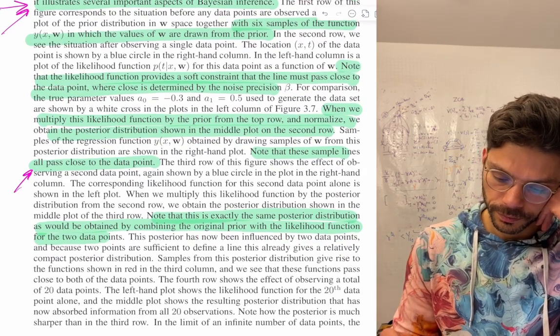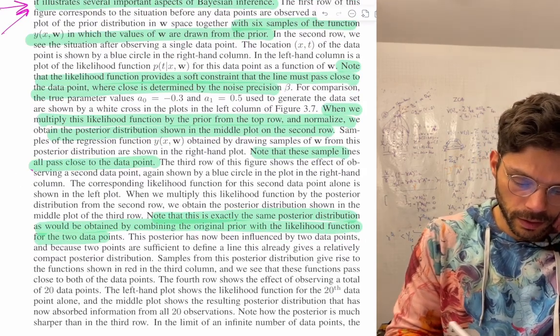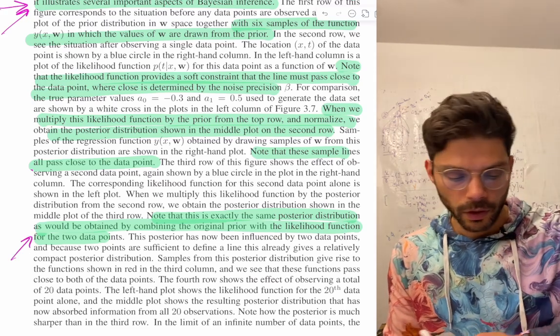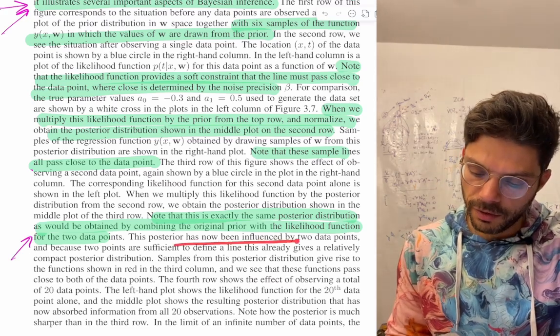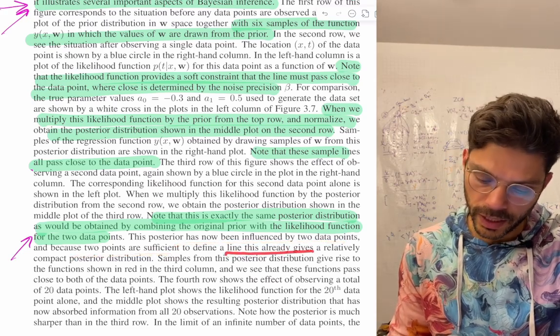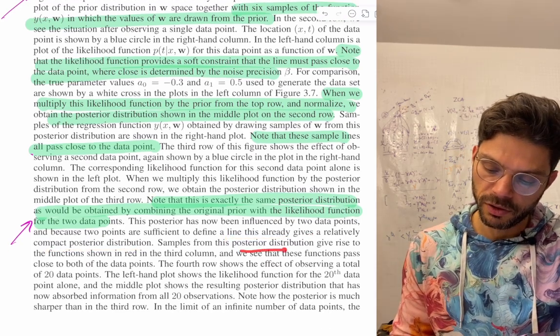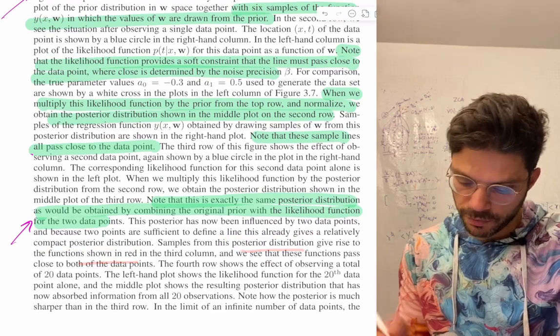Okay. This posterior has now been influenced by 2 data points, and because 2 points are sufficient to define a line, this already gives a relatively compact posterior distribution. And samples from this posterior distribution give rise to functions shown in red as before.